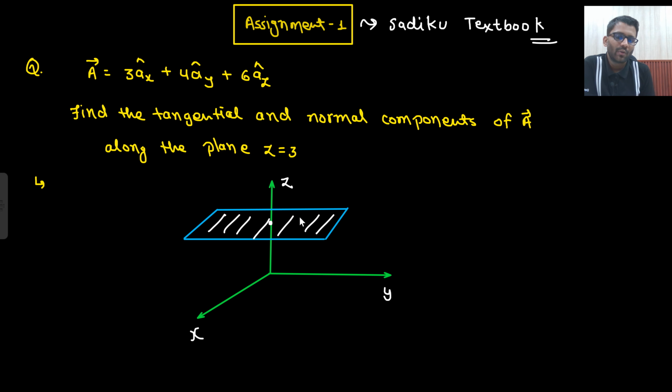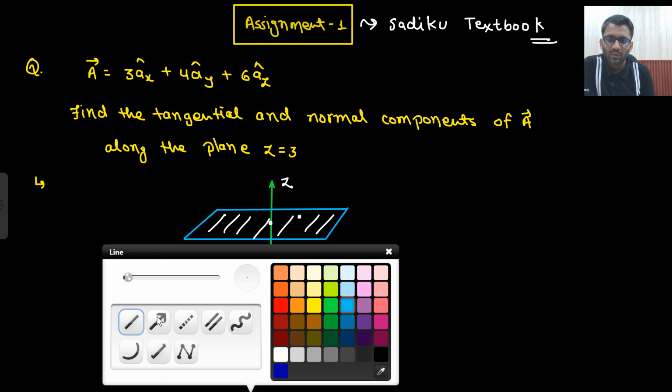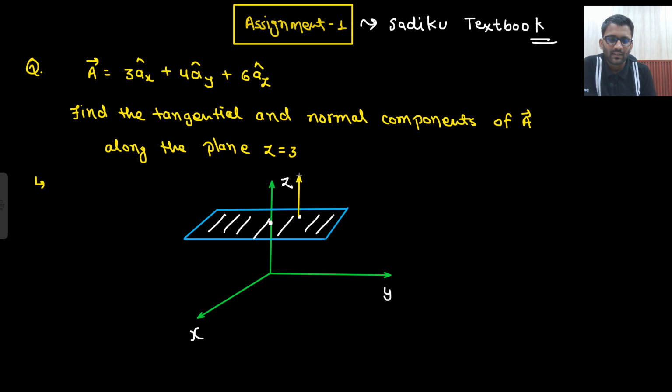Tell me what will be the normal component. Normal component could be in this direction as well, and it could be in this direction as well, right? And what will be the tangential component? These will be the tangential component. Tangential means on the plane itself. On this point, what will be a tangent? This tangent will be there. On this point, what will be the tangent? This will be the tangent. Tangential component means the components on the plane itself. So these will be my tangential component.